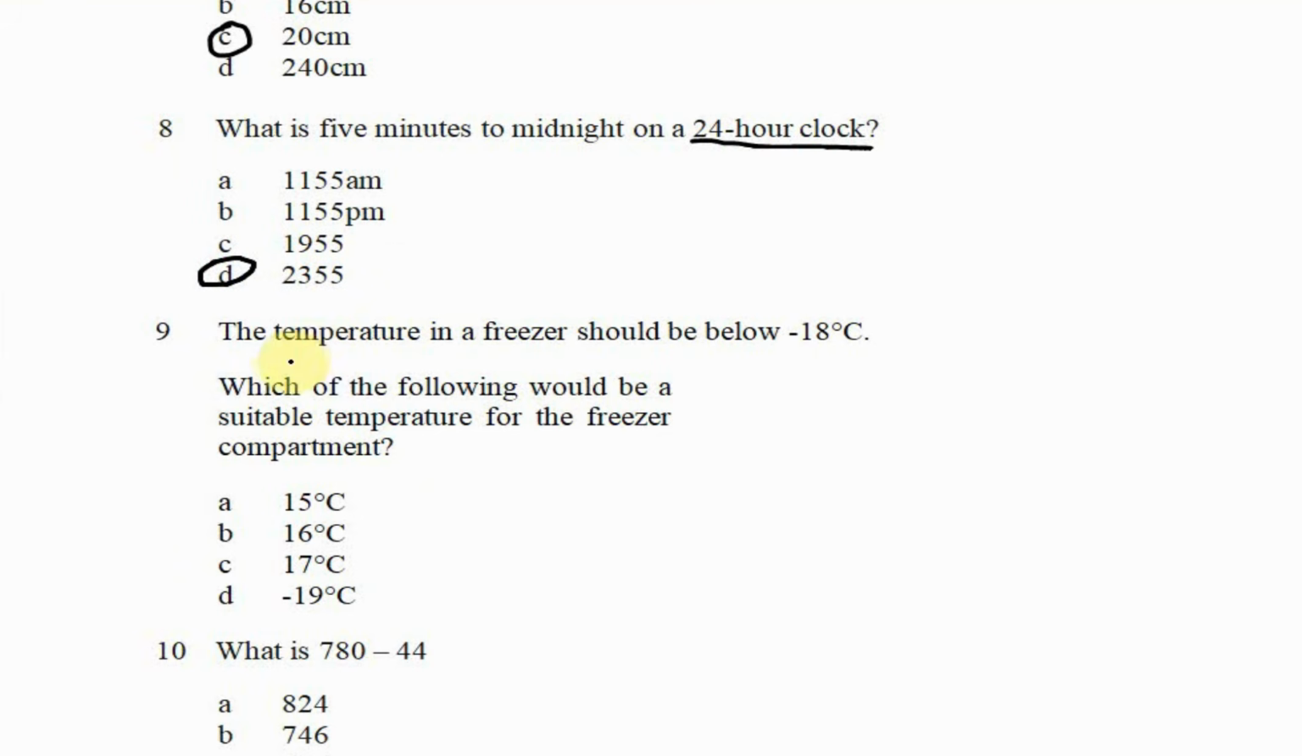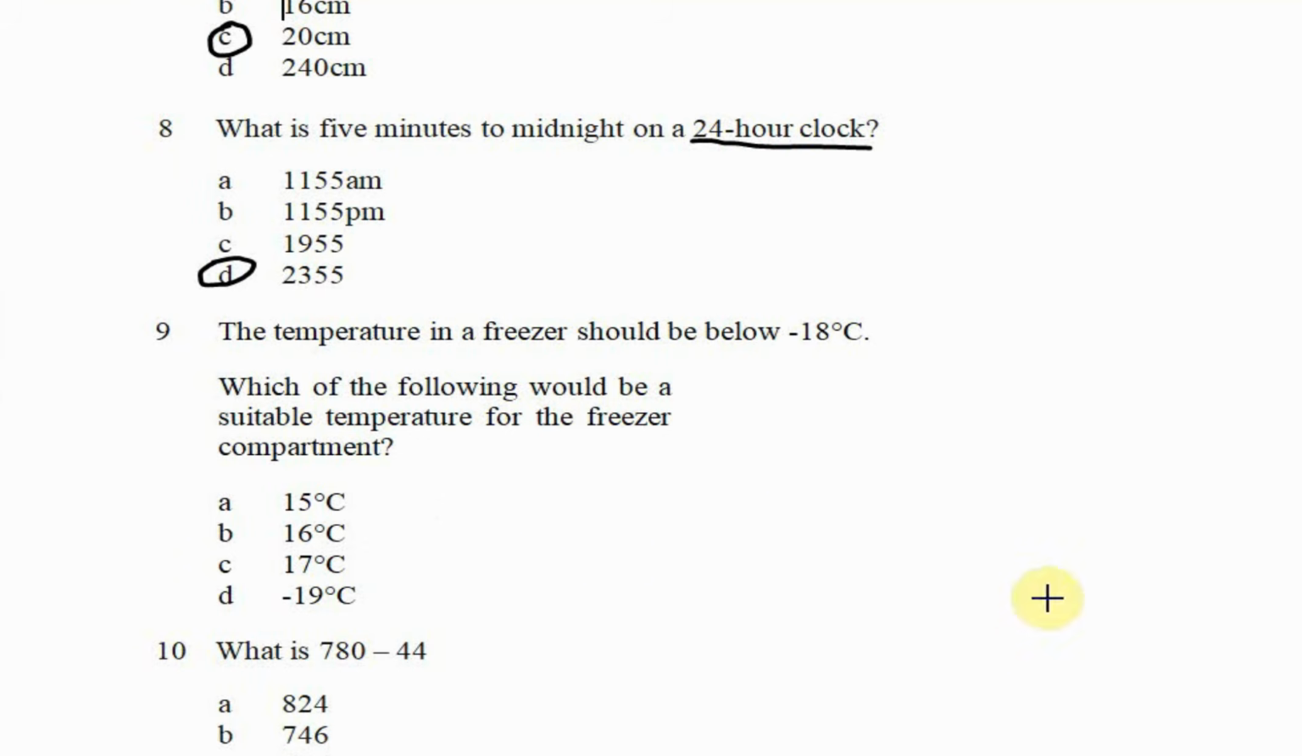All right, now let us look at question 9 here. The temperature in a freezer should be below negative 18 degrees Celsius. Which of the following would be a suitable temperature for the freezer compartment? All right, so we know that the temperature should be below negative 18 degrees Celsius. In other words, the temperature should be less than negative 18 degrees Celsius.